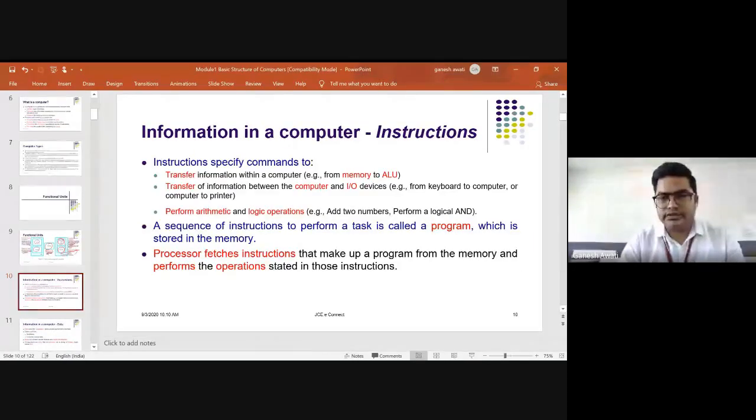Someone again is joining. They should join on time so that it will not disturb. Okay, so it is like an interrupt.